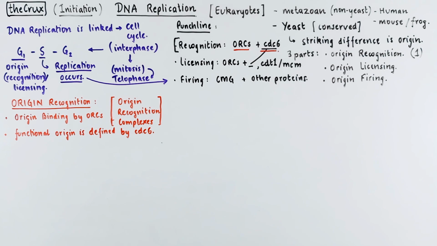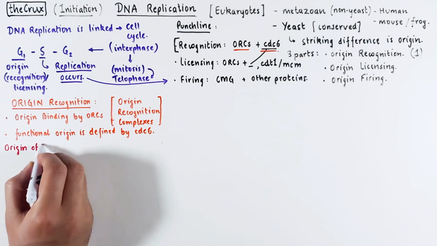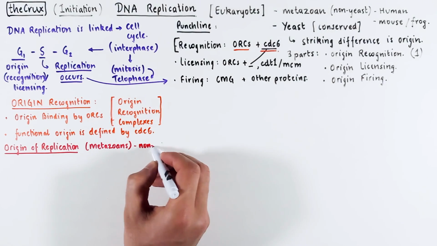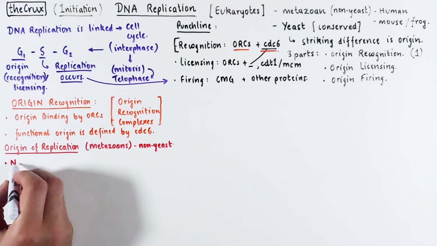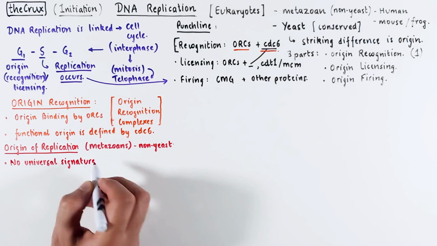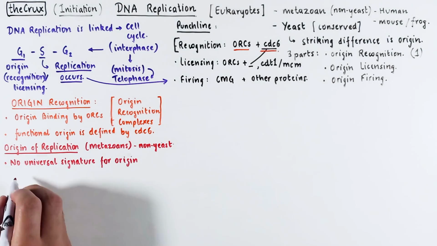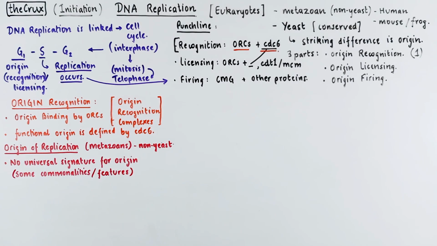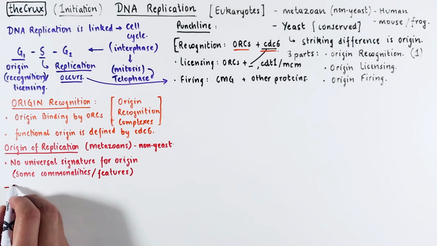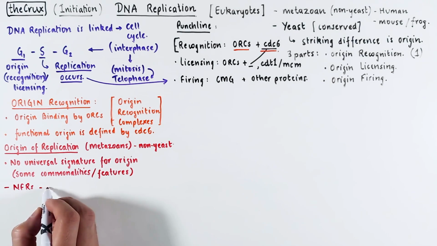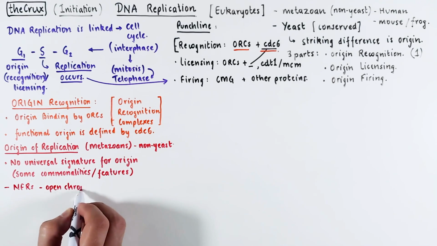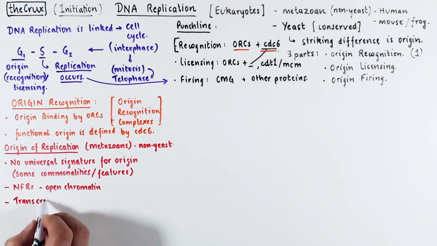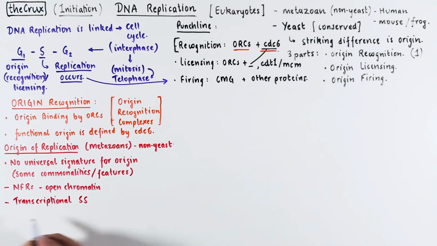Before we move to recognition, let me quickly review the features of origin of replication in eukaryotes, and specifically the metazoan eukaryotes, that is, everything non-yeast. Simply put, there is no universal signature for origin of replication in metazoans. No motifs, no nothing. But there are some features that are common among the origins. And these are nucleosome-free regions, which mark open and accessible chromatin. We also saw them in transcription. Therefore, logically, many of the origins actually overlap transcriptional start site, or promoter regions.